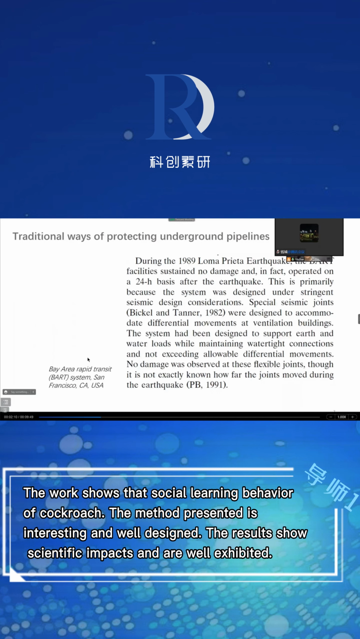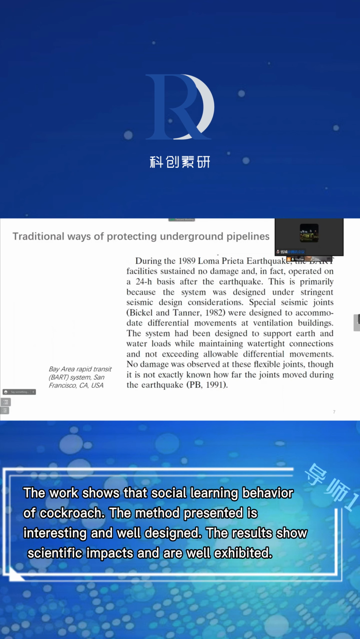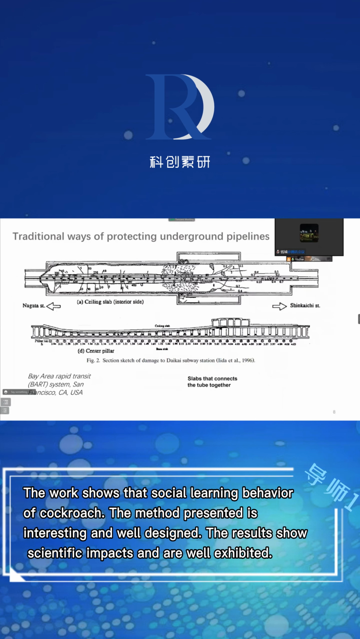And let's go to the Bay Area Rapid Transit system, San Francisco, California, USA. In 1989, it suffered an earthquake, but it remained well and actually operated for 24 hours even after the earthquake, so it was not affected at all. So let's take a look at how it is protected from the damage that may be caused by the earthquake.